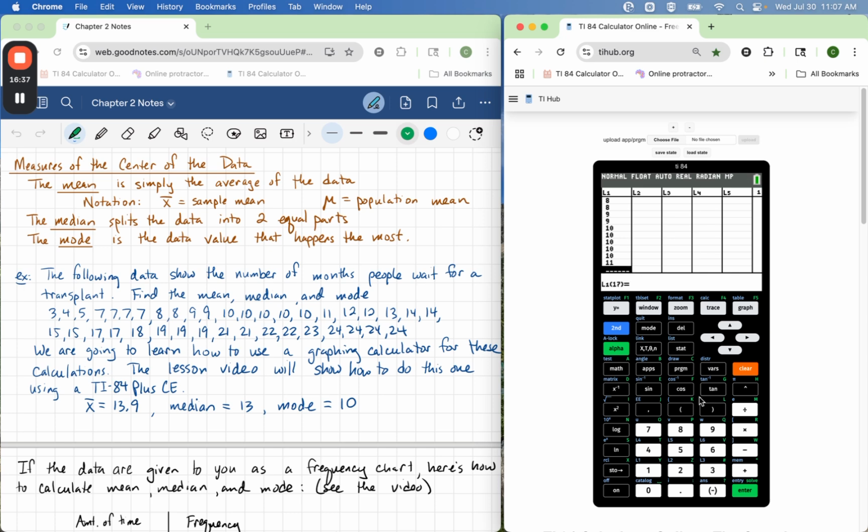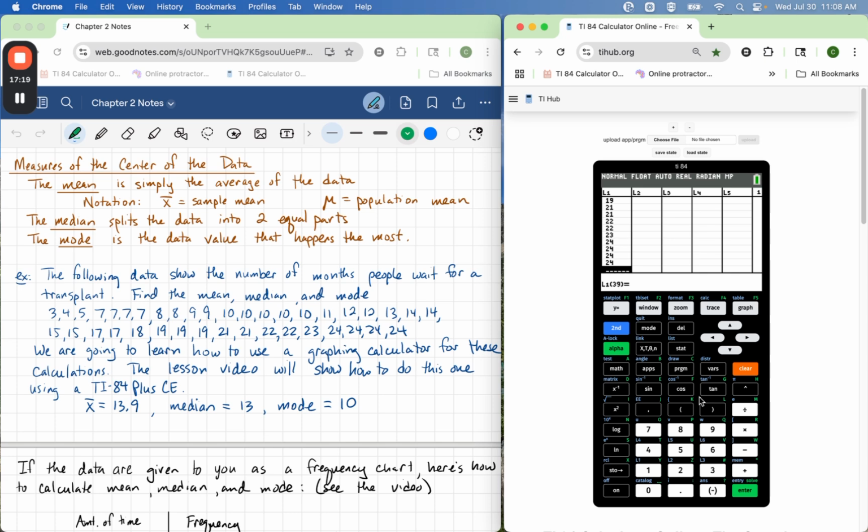There's 1 11, 2 12s, 1 13, 2 14s, 2 15s, 2 17s, 1 18, 3 19s, 2 21s, 2 22s, a 23, and 4 24s. And it looks like there's 38 values. Now, if we don't get the same answers that I get right here, we messed up on the list somewhere, okay?